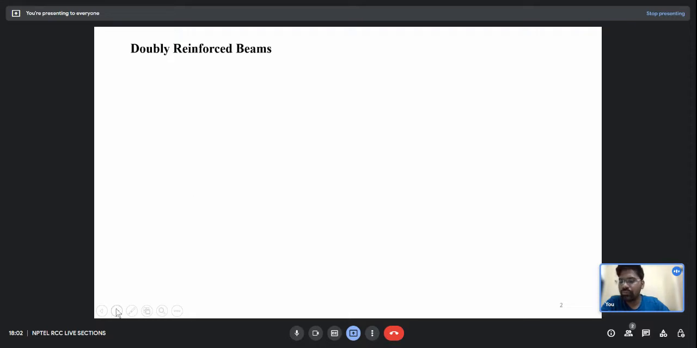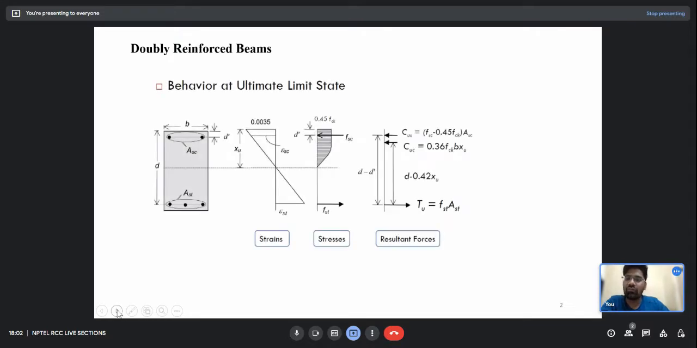Coming to the doubly reinforced beam, first let's look at the concept of doubly reinforced beam, and how the stress profile and the stress-strain profile of this doubly reinforced beam looks like. So if I talk about this doubly reinforced beam, the strain profile as well as the stress profile remain the same as in the case of a singly reinforced beam, because the strain profile as well as the stress profile depend upon the type of material used.